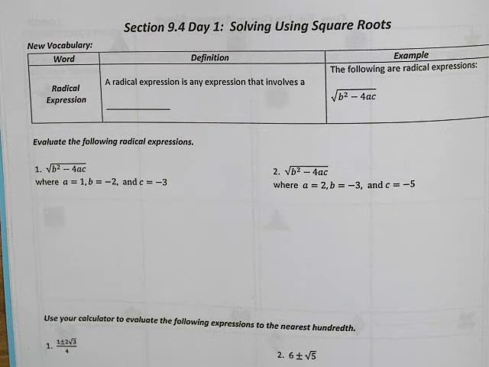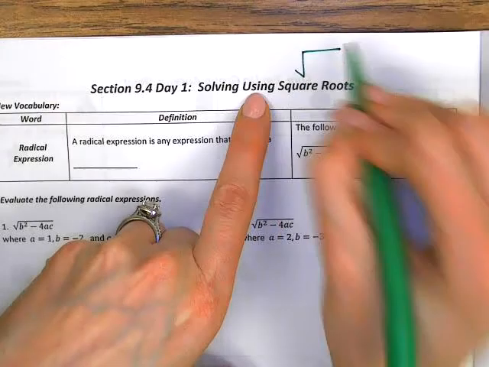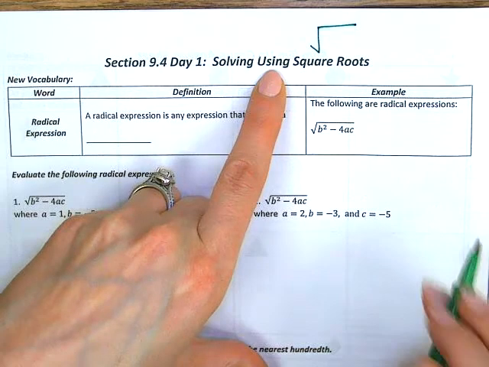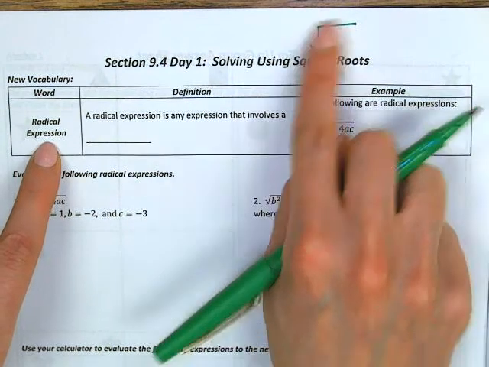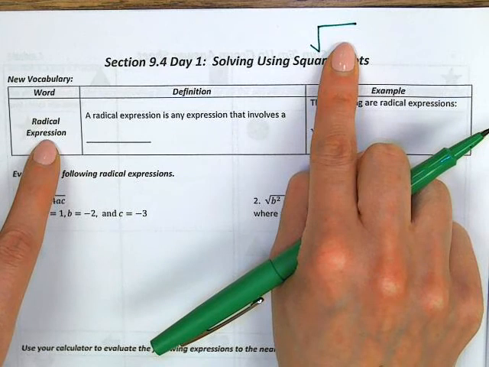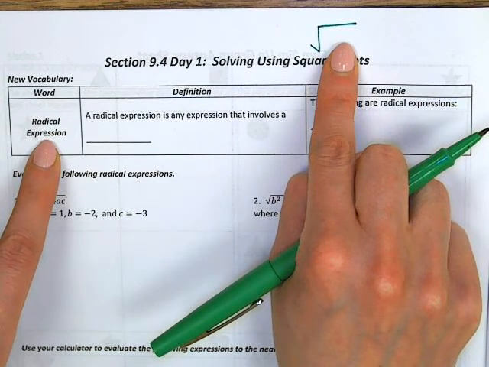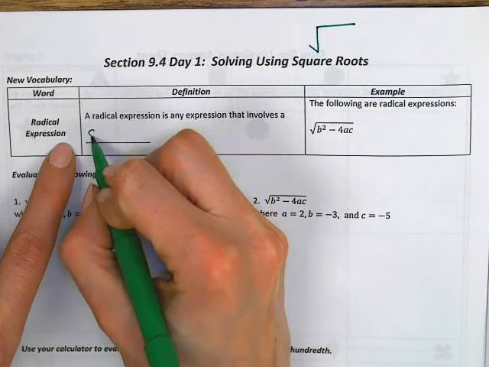All right, guys, welcome to 9.4 day one. We're going to start talking about square roots. So, a square root, if you guys know, is this symbol. And another way to say that is called a radical expression. So, anytime you see something with a square root, you might hear people call it a radical. Same thing. So, a radical expression is any expression that involves a square root symbol.